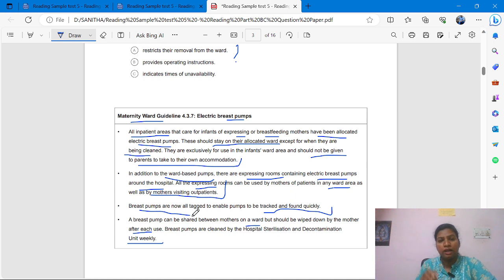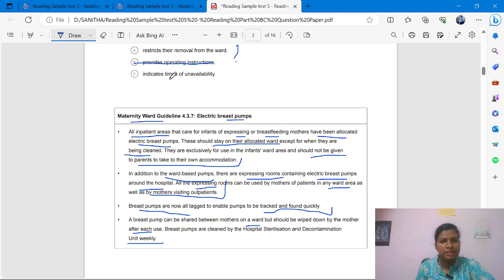How it is on, how it can increase the pressure like that. Is it saying anything about operating instructions, how we can operate it? It is saying here it should be cleaned by the sterilization and decontamination unit weekly, but it is not saying anything about operating instructions, that means how it will be operated. So we can eliminate this option.